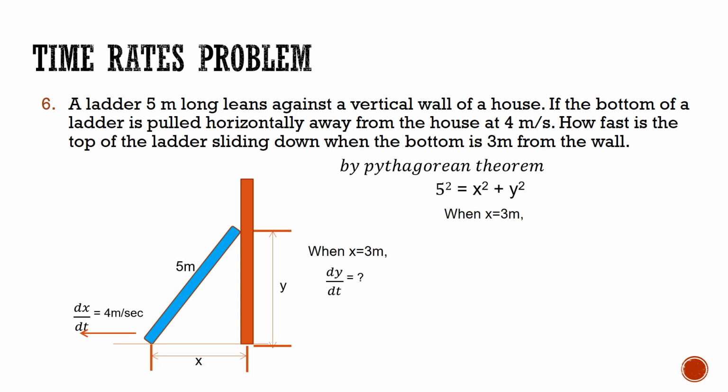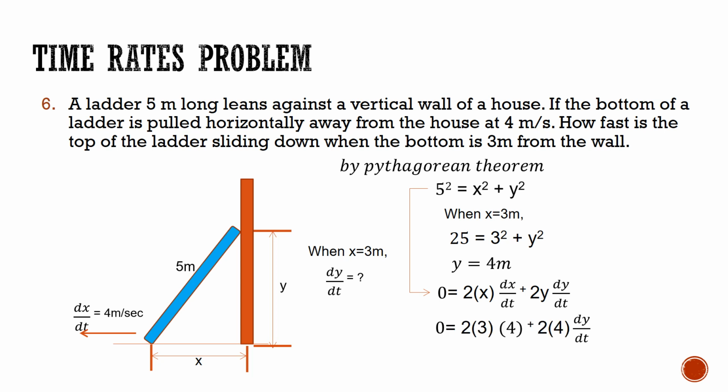We need to obtain some values here, substituting the conditions in the problem, wherein when x is 3 meters, we will have a value for y. There will be a corresponding y value, which is 4 meters. We'll be needing that 4 meters as we derive the original equation. So the left hand side will become 0 because that is a constant. Then the first term is 2x dx over dt, and the second term is 2y dy over dt.